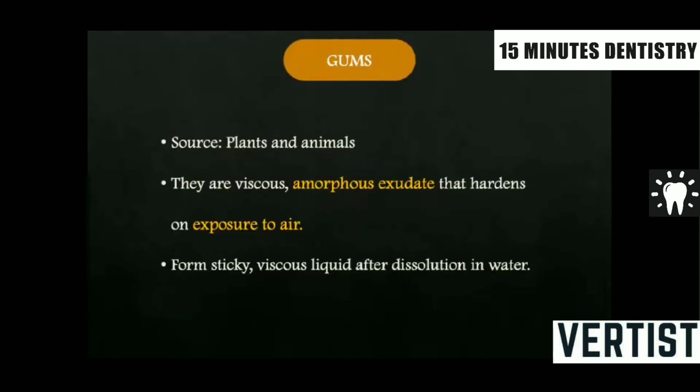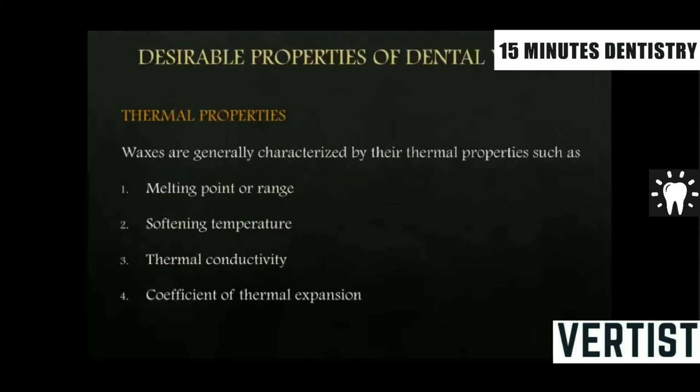Then gums. Gums are derived from plants or animals. They are viscous, amorphous exudates that harden on exposure to air. It forms a sticky, viscous liquid after dissolution in water. What are the desirable properties of dental waxes?